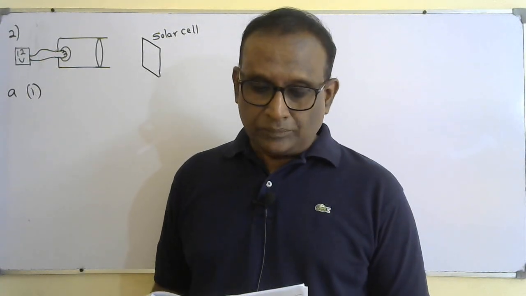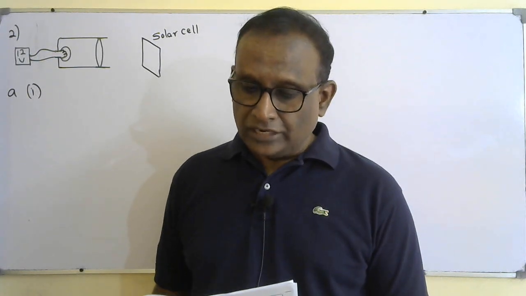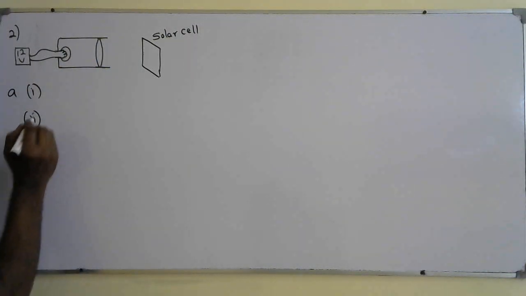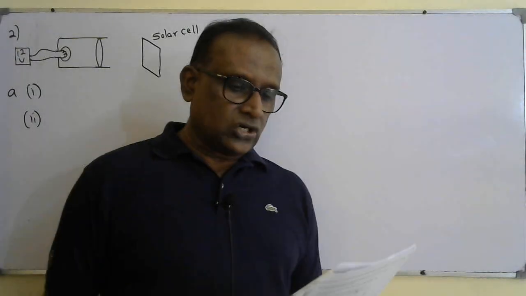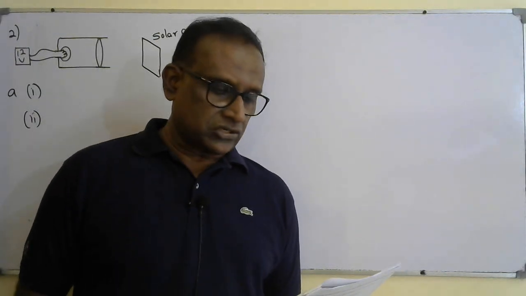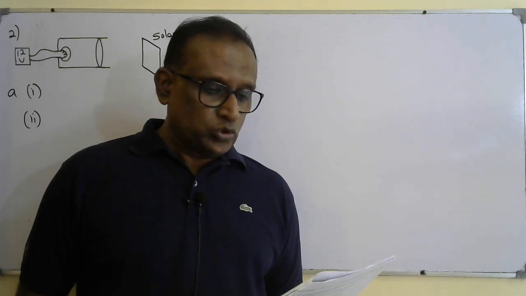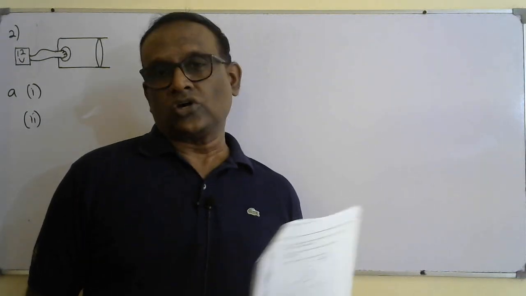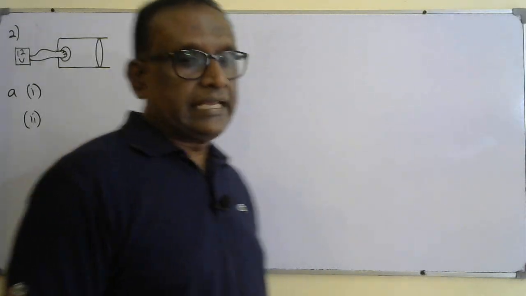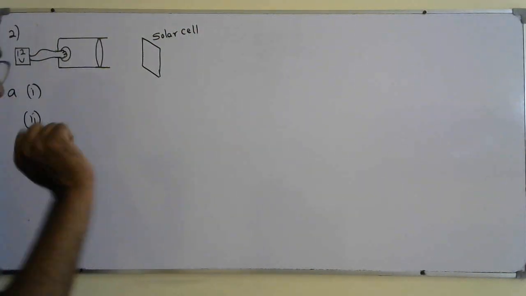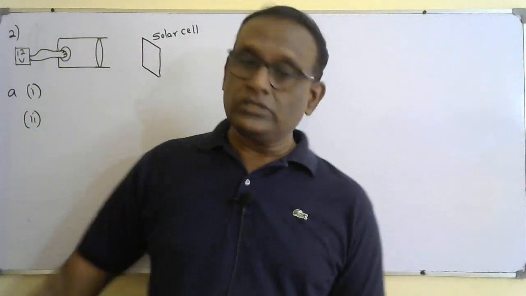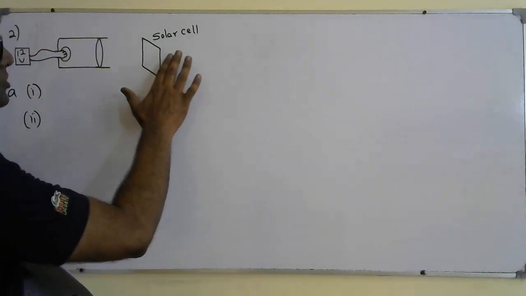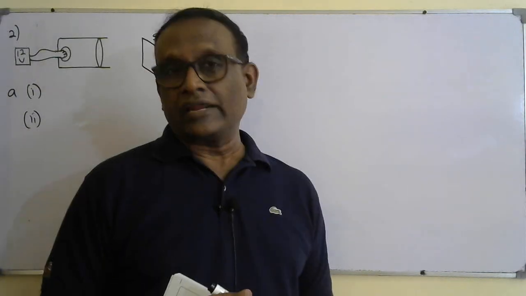Second part, the power supply provides a constant 12-volt potential difference. So I'm reading now the second part of question number 2. The power supply provided a constant 12-volt potential difference across the filament bulb. Describe 2 more ways to keep the light intensity incident on the solar cell constant. So first, the bulb is giving constant intensity because they are giving constant voltage, right? So the brightness of the bulb remains the same, but we have to keep the light falling on the solar cell at constant intensity. How can we keep it?